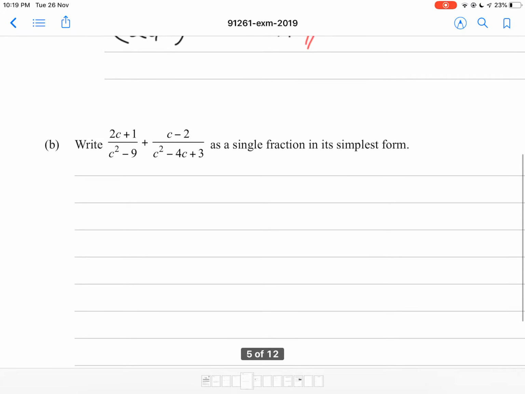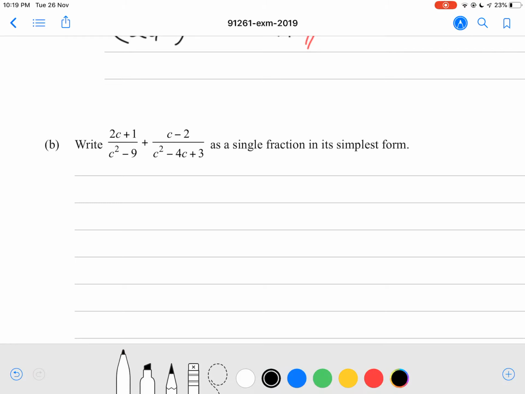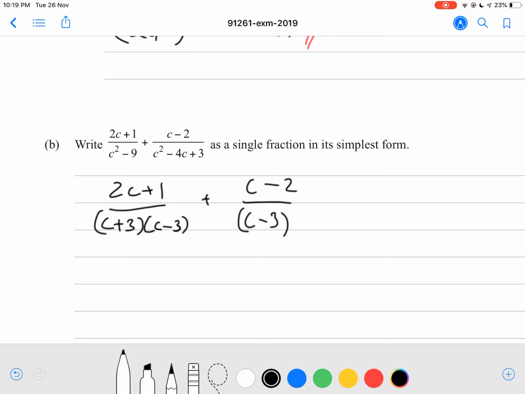Alright, write 2c plus 1 over c squared minus 9 plus c minus 2 over c squared minus 4c plus 3 as a fraction in the simplest form. Okay, so for this question, we want to make the denominators the same so we can add the two fractions together and then simplify as far as we can. So 2c plus 1 at the top, c squared minus 9 can be rewritten as c plus 3 times c minus 3, plus c minus 2, and c squared minus 4c plus 3 can be rewritten as c minus 3 times c minus 1.